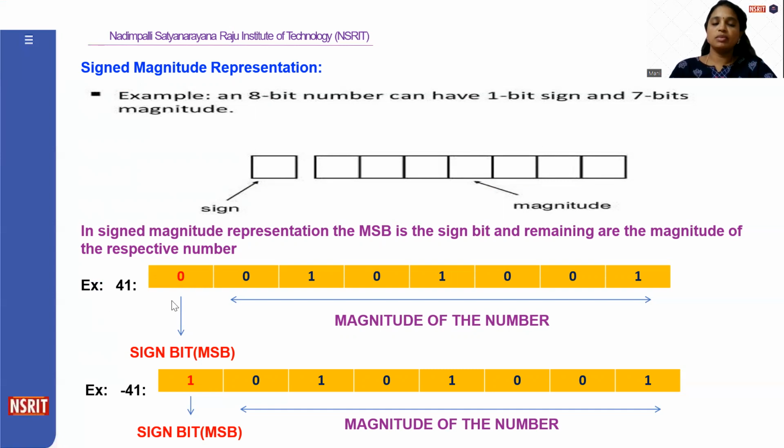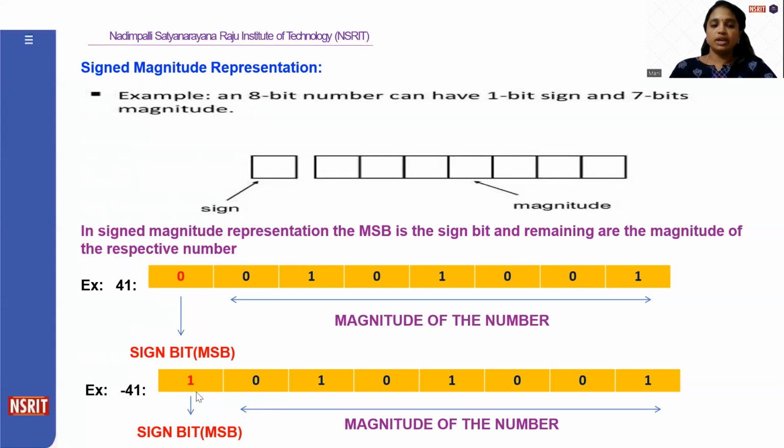What is the sign bit of this positive number? For a positive number, the sign bit equals 0. So you have to add a 0 to represent a positive number. This is the magnitude number. Add an extra bit after this MSB, that is the sign bit. For this 41, the sign bit equals 0 because 41 is a positive number.